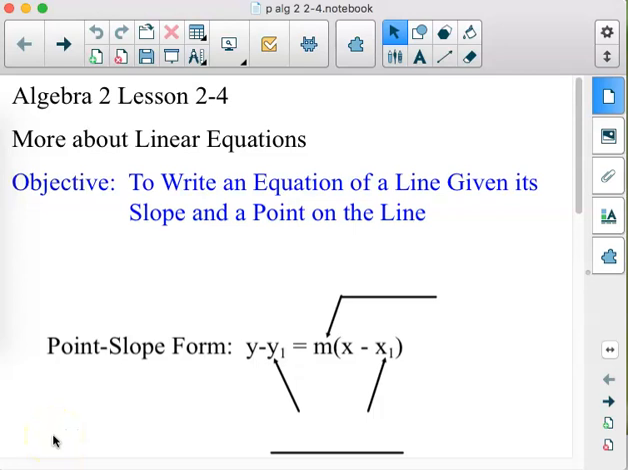Section 2.4. We're still sticking with talking about lines. 2.3 was talking about y equals mx plus b. And now we're getting a new form in 2.4. And on the yellow sheet it says, I can use all three forms of lines and determine which form is best for a given problem.